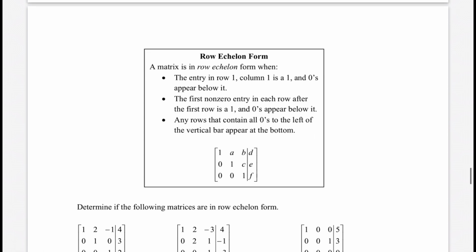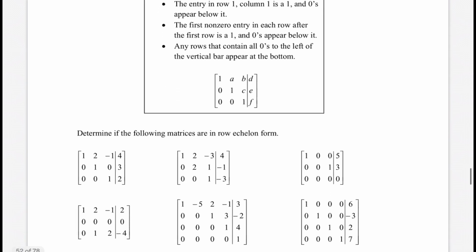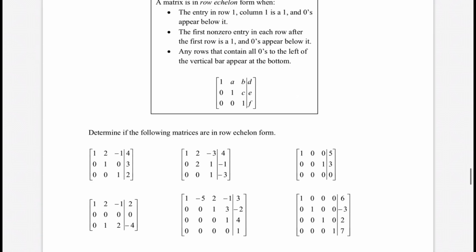Okay, now a matrix is in row echelon form when the first entry is a 1, just like this, and there's zeros below that 1. The first non-zero entry in each row is a 1, and zeros appear below it, and any rows that contain all zeros are at the bottom. Okay, so we're trying to figure out, are these in row echelon form or not?